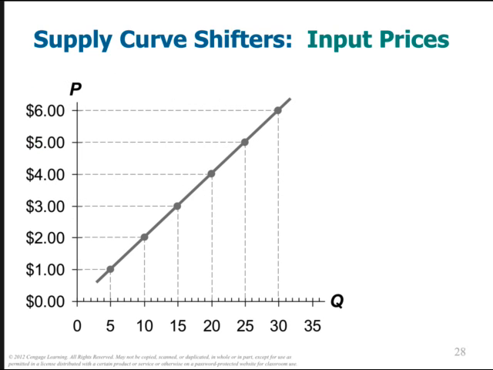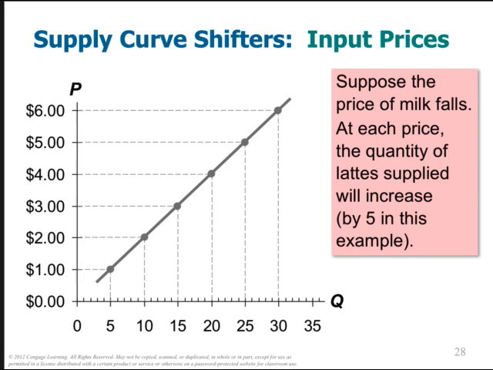Okay. So, if we have a change in the price of inputs, we're going to look at milk here. Milk is the input whose price has changed. The price of milk has fallen. We're still selling lattes. It really annoys me that they don't title their graph. This graph is for the supply of lattes. The price of milk has fallen. Okay? Change in the price of inputs.